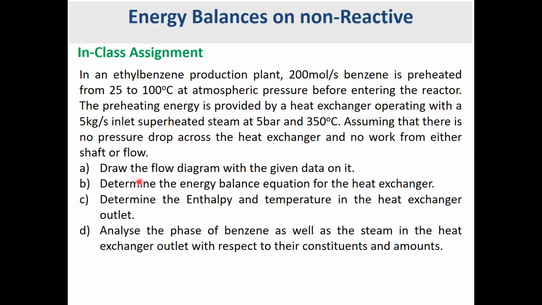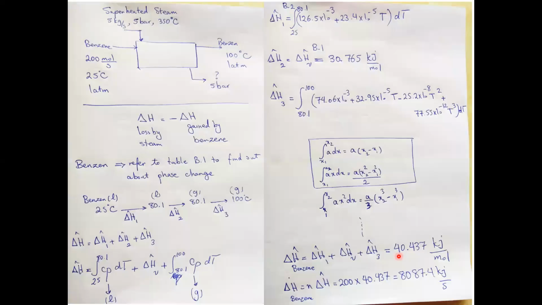It asks you first to draw the flow diagram and show the data on it, then determine the energy balance equation for the heat exchanger, then determine the enthalpy and temperature at the heat exchanger outlet, and analyze the phase of benzene as well as the steam at the heat exchanger outlet with respect to their constituents and amounts. So first we draw the process.